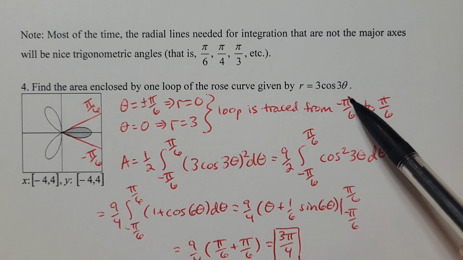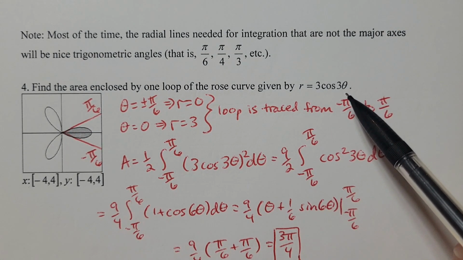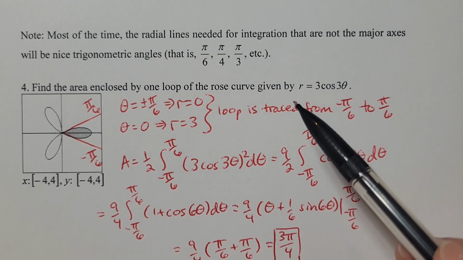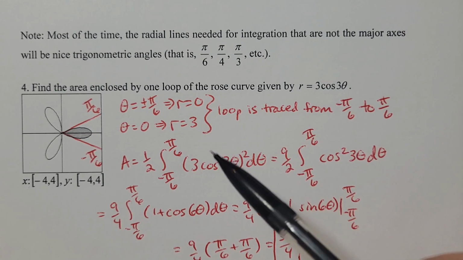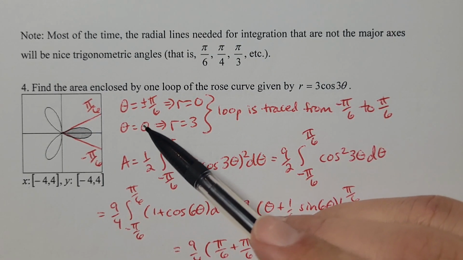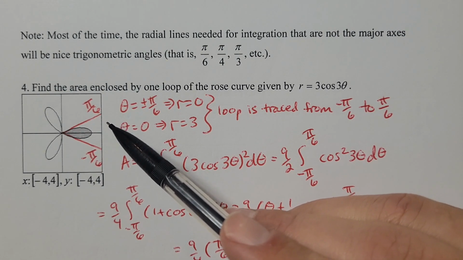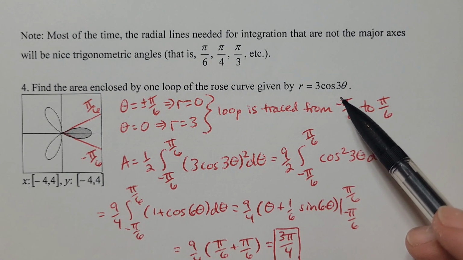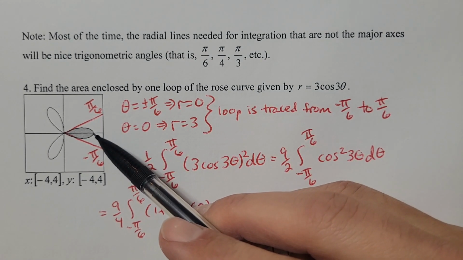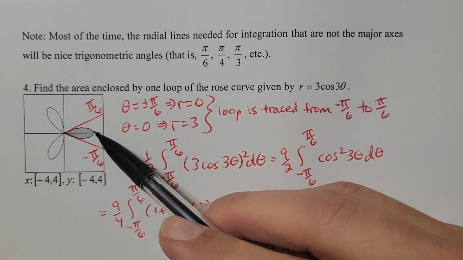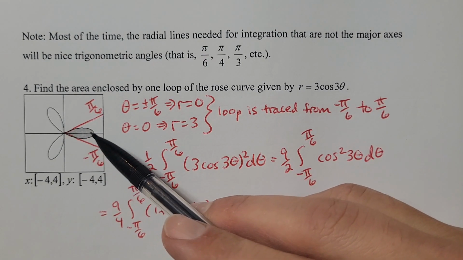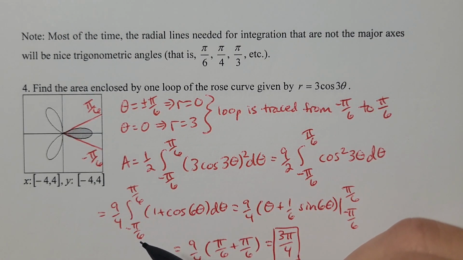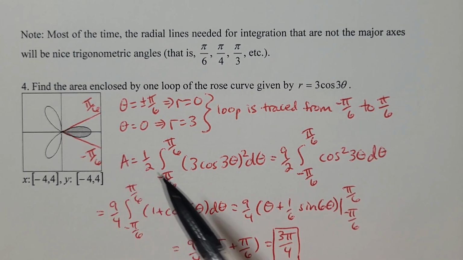If I plug in pi over 6, cosine of 3 times pi over 6, that's cosine pi over 2, that's 0. And if I plug in negative pi over 6, I also get 0. Zero is in between negative pi over 6 and pi over 6. So if theta is 0, cosine of 0 is 1, right? So r would be 3, and that puts me right there at that point. So I'm going to completely trace out this loop on the interval negative pi over 6 to pi over 6, and I want to find the area of that shaded region.